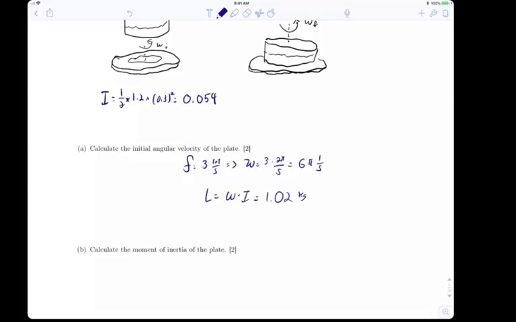Kilogram meter squared per second. The moment of inertia... Oh, wait, hold on. This question's only asking for the angular velocity. Sorry, I thought it was asking for the angular momentum.